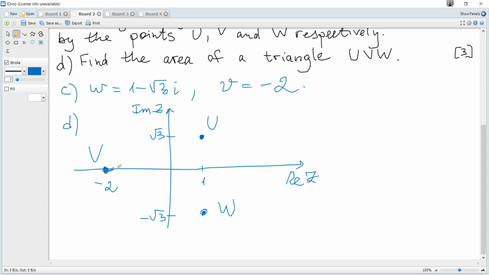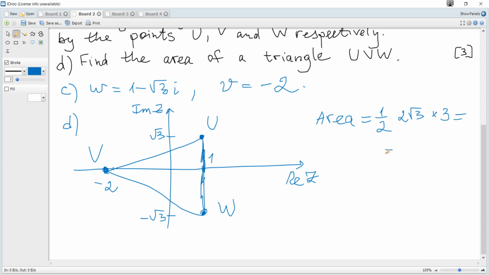And we need the area of UVW, just applying half times base times height. If we choose UW to be the base, you can see that the distance is 2 root 3. And the height is this distance, it's 2 units and 1 unit, so it's 3 units in total. So finally it's 3 root 3.